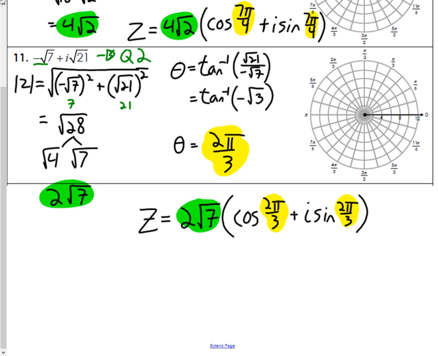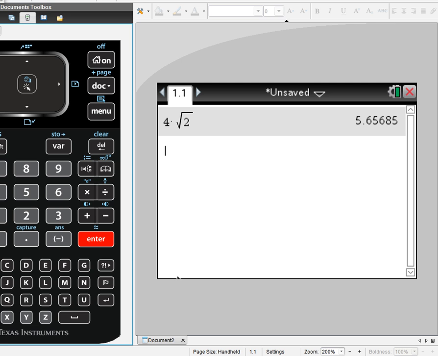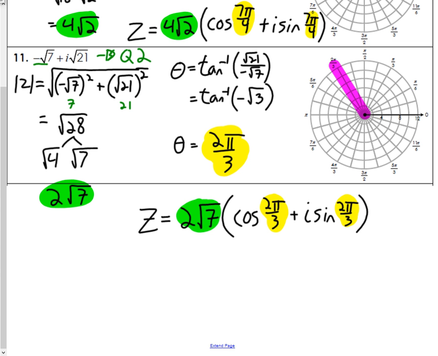Last but not least, we will go ahead and graph it. Keep in mind, 2 pi over 3, that is this angle right here. And how far that direction we want to go? Well, 2 root 7. Yuck. Let's run back to the calculator here real quick. 2 root 7 is approximately 5.3. So we want to go 5.3 units that direction. Once again, I'll get rid of that purple so it's easier to see. That's right about here-ish. So that is going from our rectangular form to our polar form.